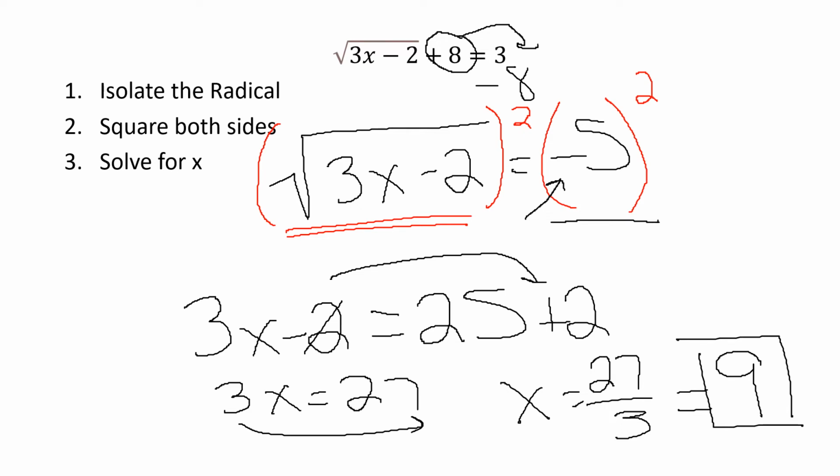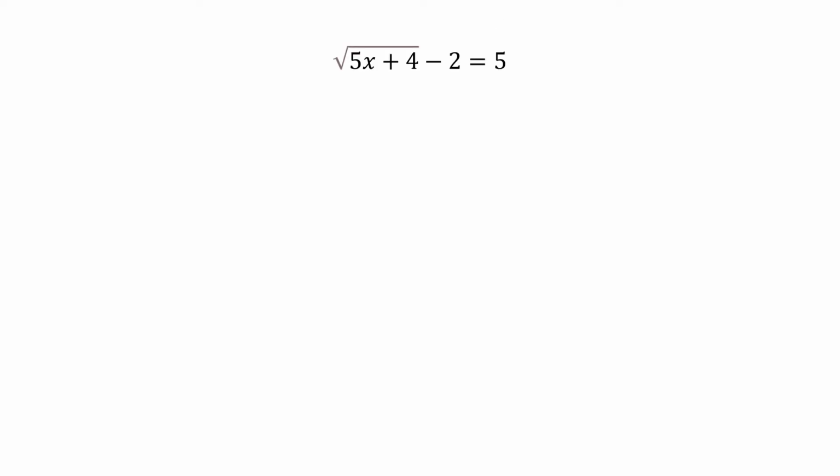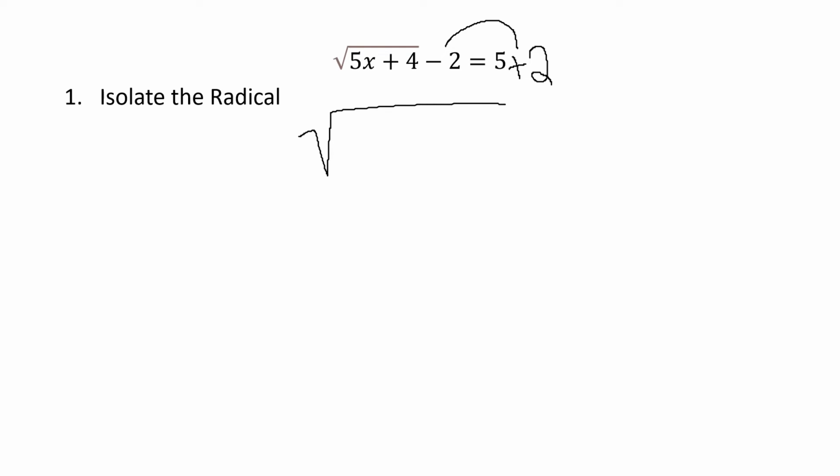All right, isolate the radical, square both sides, solve for x. Next problem: the square root of 5x plus 4 minus 2 equals 5. We are going to isolate the radical, which means I need to move my minus 2 over. When I move a minus 2 over, it becomes plus 2. So the square root of 5x plus 4 equals 7.